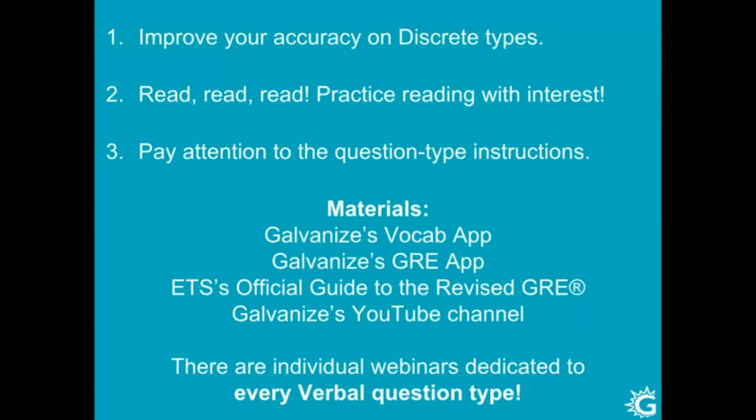Improve your accuracy on discrete types. They take the least amount of time for you to actually solve them, and so your first few minutes of the test should be focused on acing all of these. Once you improve your accuracy solely on the discrete types, you will bring yourself into a 140 to 150 range comfortably. After that, you need to start reading.